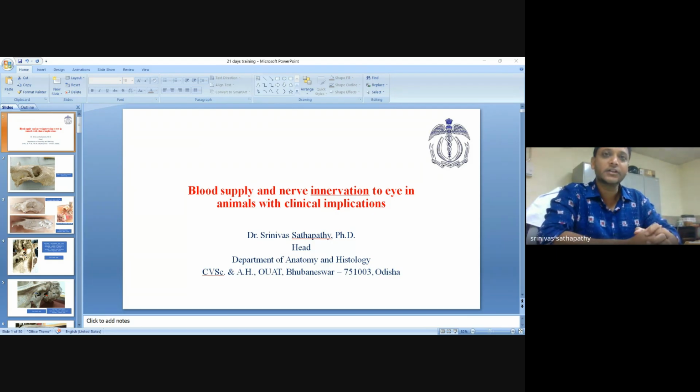So before starting the topic, I have 4 to 5 slides. Quickly, I will go through that. You can see this is the skull of the cattle, and you can see the orbital cavity here. This is the orbital cavity. It is a complete orbital cavity. Now, this is of canines.